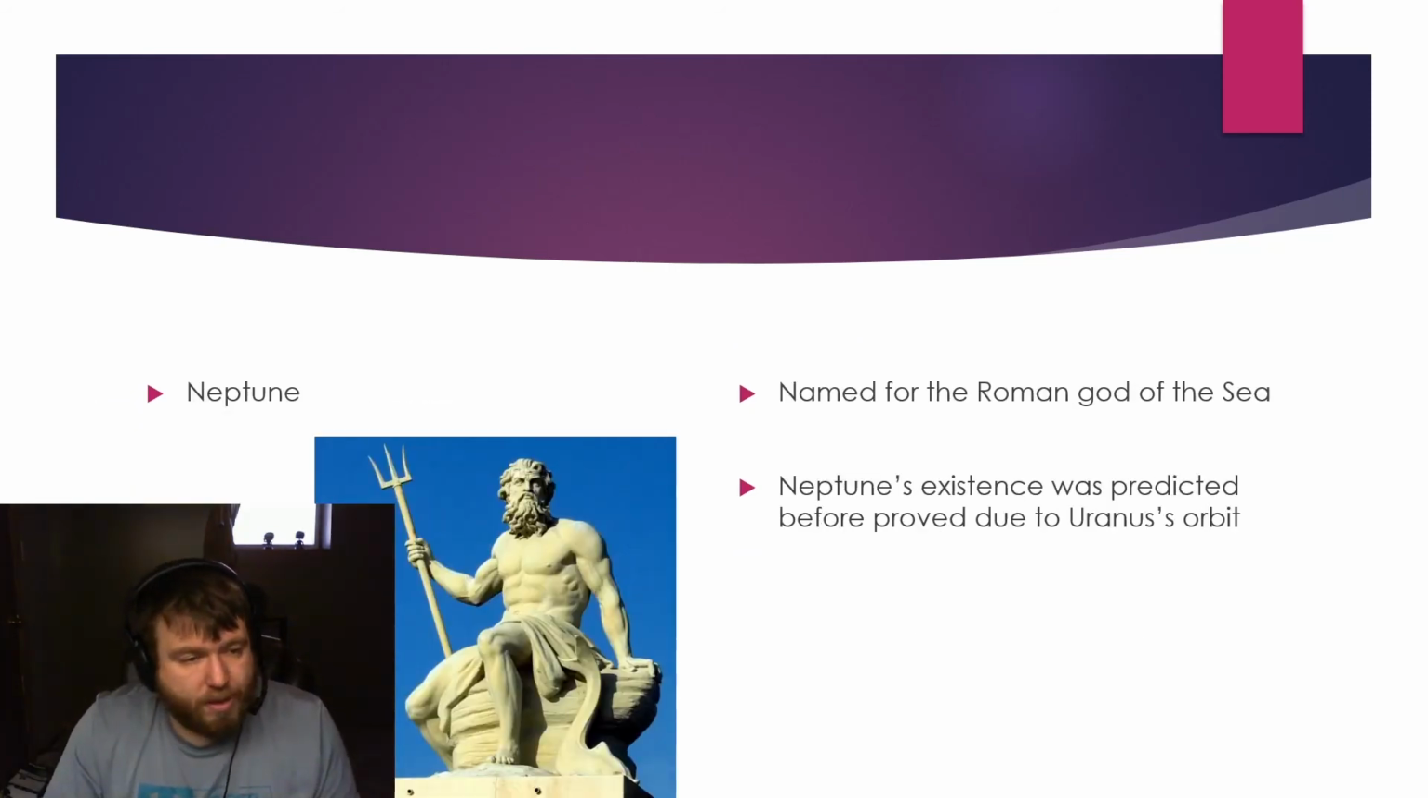Alright, last planet we're going to talk about is Neptune, and it is named for the Roman god of the sea. Neptune's existence was predicted before it was proved, due to Uranus's orbit. Due to some irregularities that people were noticing in Uranus's orbit, they knew there had to be something out beyond it that was big enough to have a gravitational pull of its own.